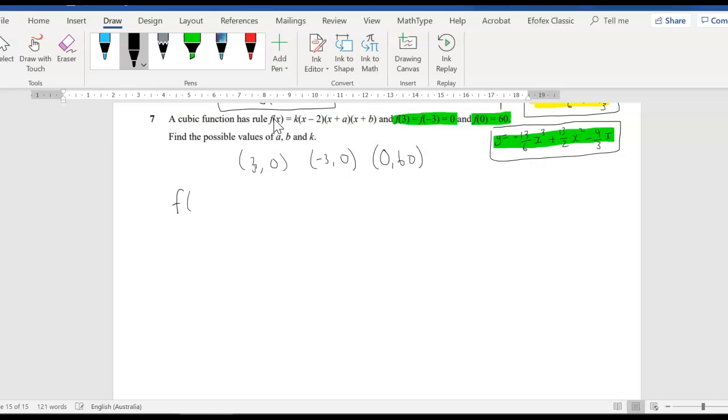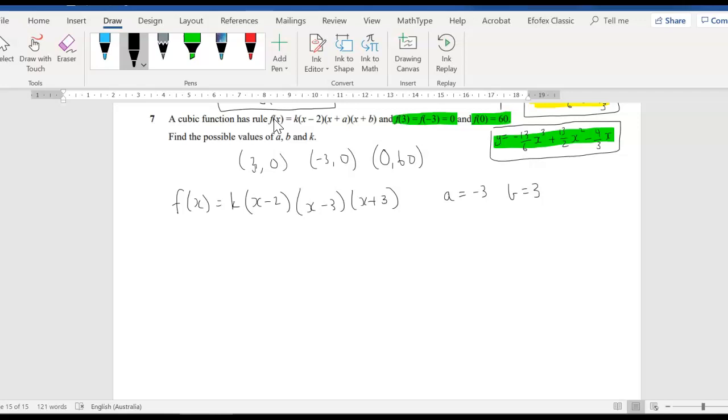Now, we've got the function f of x equals k. We've already got x minus 2 as a factor. So that means it crosses the x-axis at 2, but our other two points are going to be at x minus 3, x plus 3. So I've got a equals negative 3 and b equals 3. Now remember, they can be the other way around as well. You're going to get the same value of k. So it doesn't matter whether a was negative 3 or a was 3. Okay, so let's find the value of k.